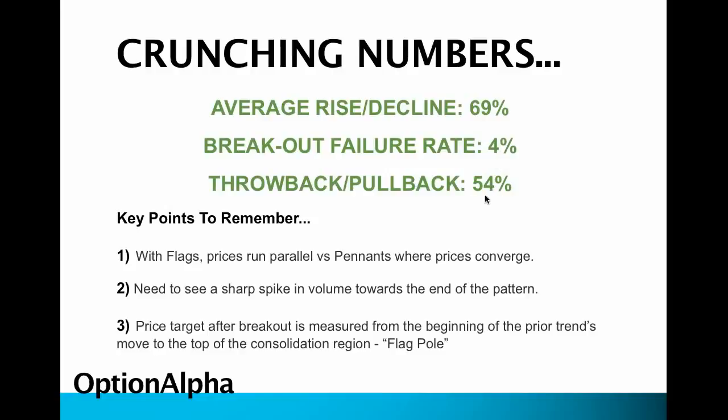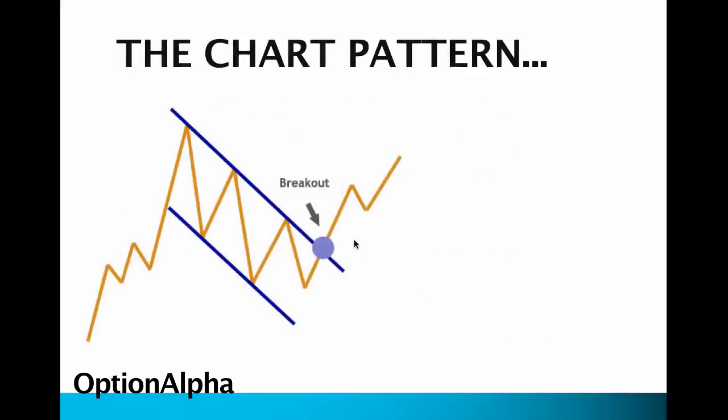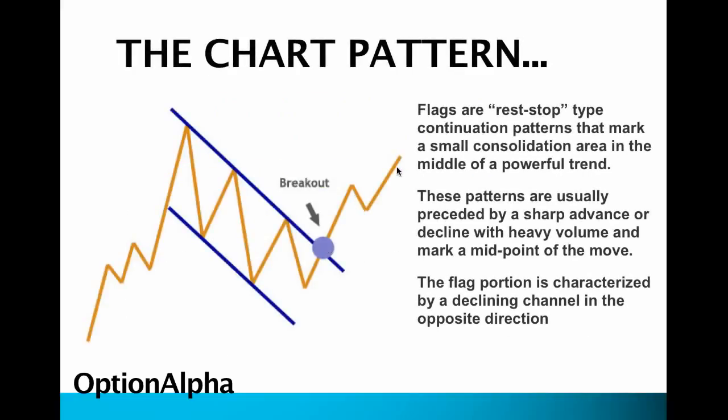The throwback or pullback rate is about 54%, and basically what this is talking about, as I always mention here, and I've even put this on this chart, is that after the breakout, it's got about a 54% chance it's going to come down at least halfway the move. Sometimes it comes all the way down and retests this declining trend line, but it's going to retest some area of support and just validate and reconfirm that there are buyers in the market.